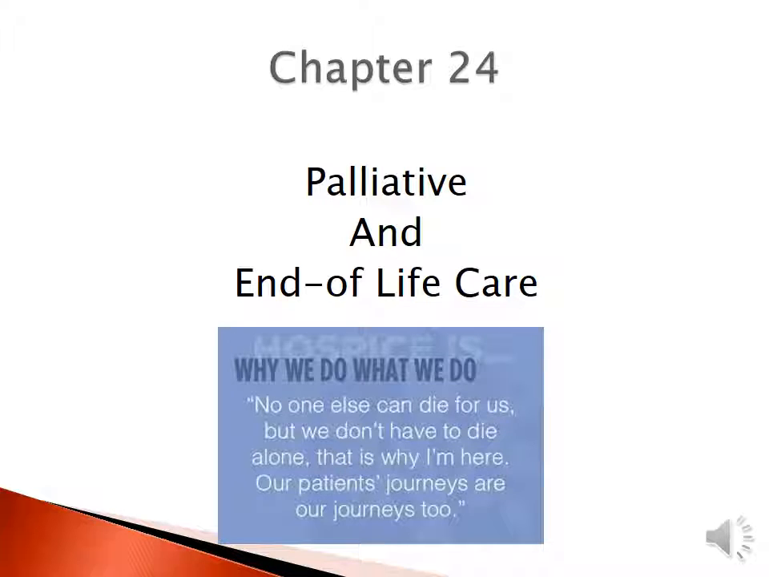Chapter 24, Palliative and End-of-Life Care. Community and home-based end-of-life palliative care and hospice care are becoming necessary due to an aging population. Remember from earlier, those over 65 have an increased need for care due to a rise in health issues and concerns. Yet another reason it is more prevalent is that people just want to die at home.